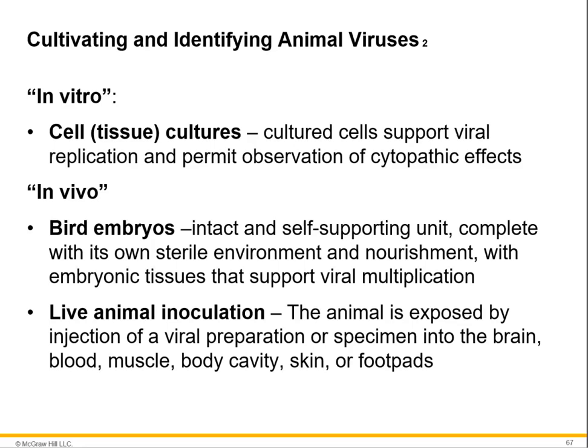In vivo, or in life, you can use living animals to cultivate virus. So one way we do it is with bird embryos. The nice thing about this is that they are a self-supporting unit inside the eggshell, and it's a sterile environment in there with its own nourishment. So you can infect a bird embryo and grow those viruses in its cells without really having to ever feed it or do anything special to the embryo.